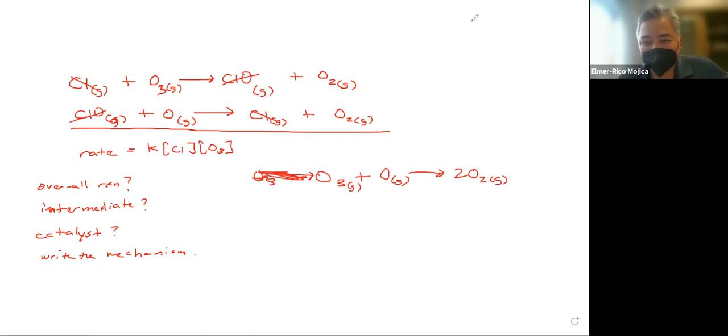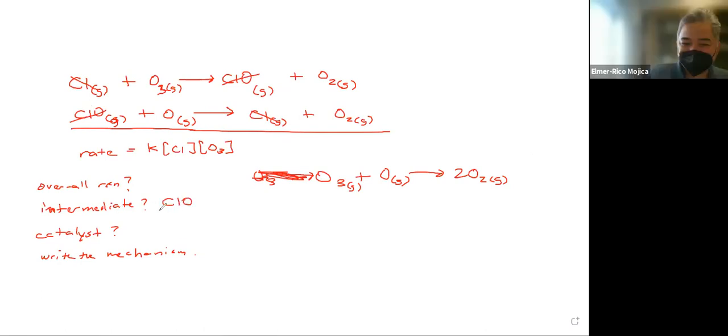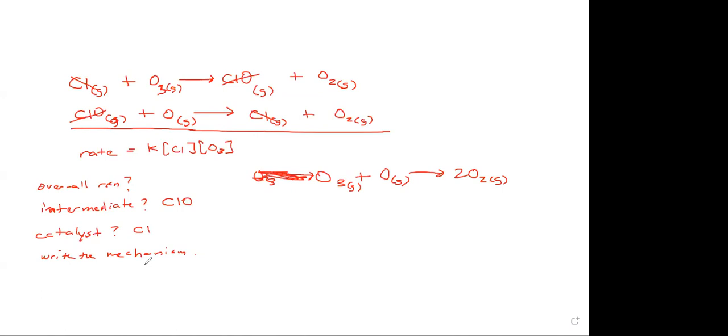Now, what is the intermediate? What is your intermediate? Chlorine oxide. So your intermediate is ClO. Do we have a catalyst? The answer is yes, and that's your Cl. Now look at the difference between the intermediate and the catalyst. Do you see the difference between the two? Absence of oxygen in the catalyst.